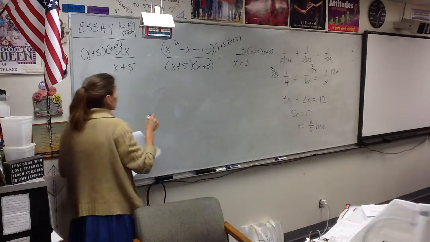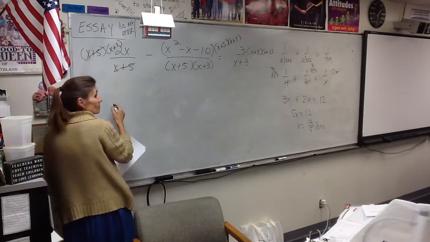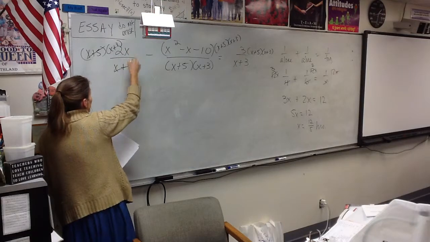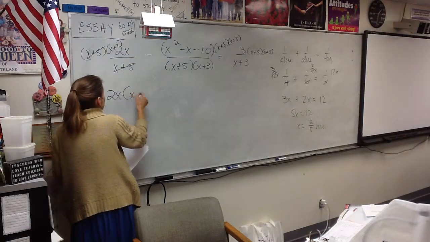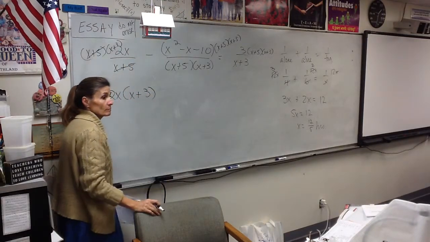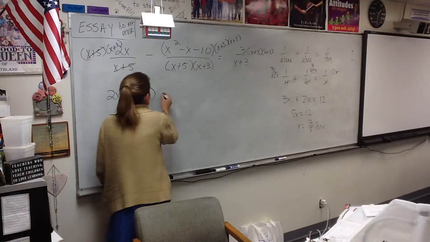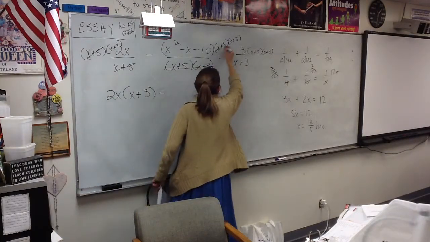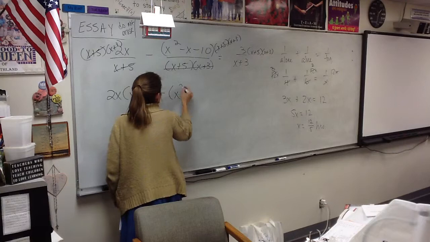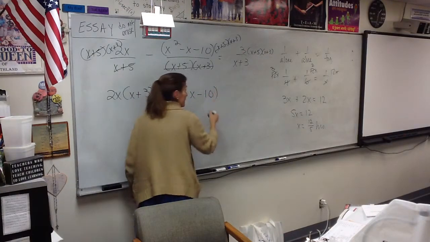All right, so here we go. First fraction, I'm left with 2x times x plus 3, 2x plus. Second fraction, everything's gone, so I'm left with x squared minus x minus 10.